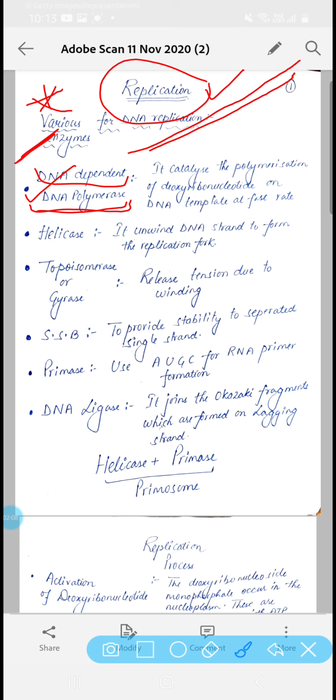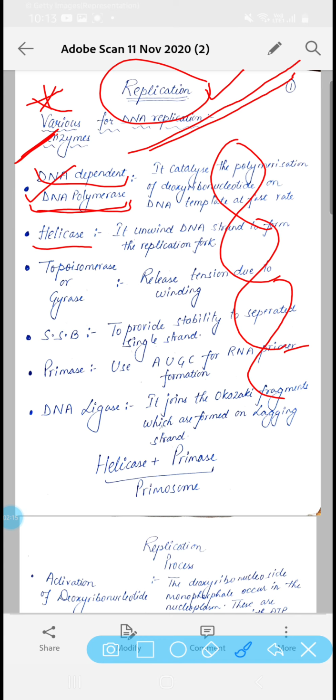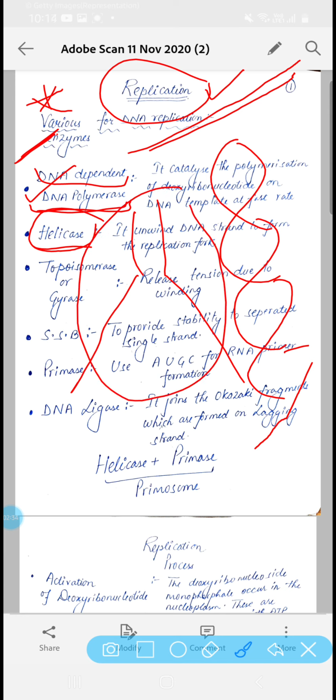Then next comes the helicase enzyme. Now the DNA is wrapped in the helical form. When it has to unwind, when it has to open, the enzyme called helicase is required. This helicase enzyme will open the DNA helix and form the replication fork. So what is the function of helicase? It is to unwind the double stranded DNA.